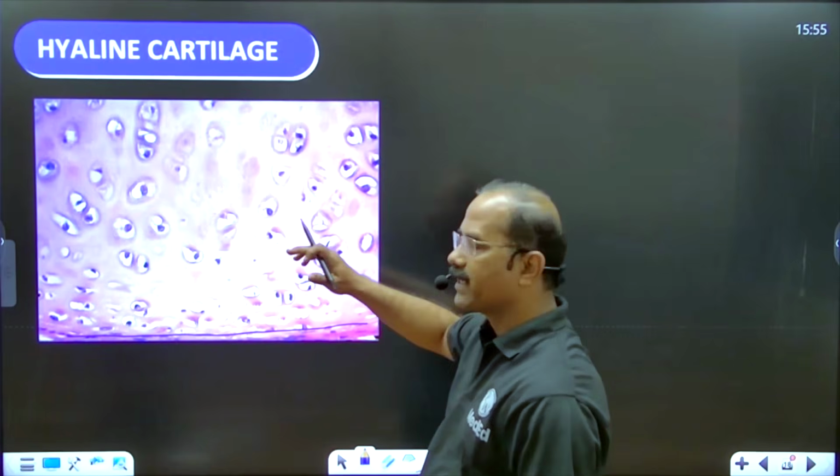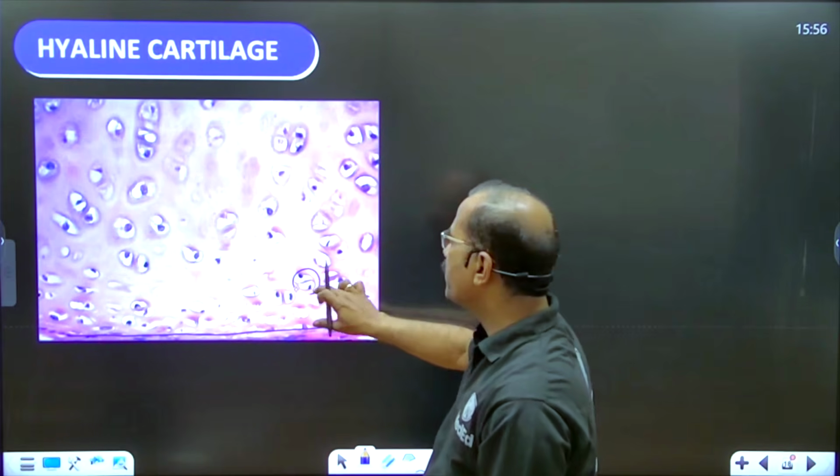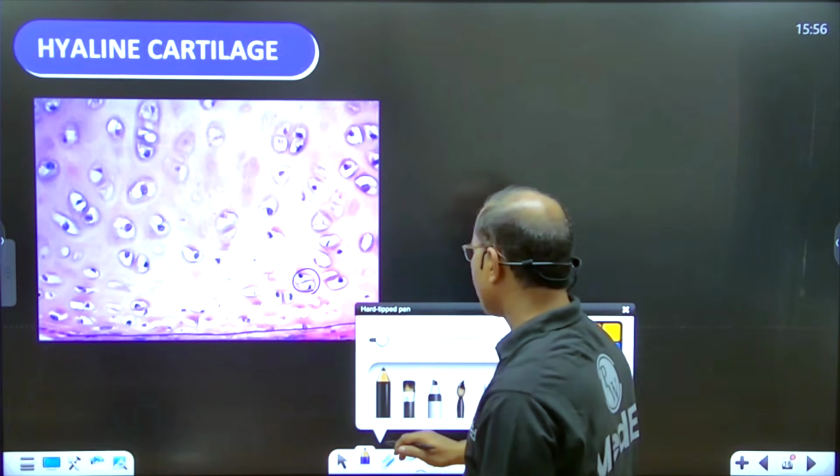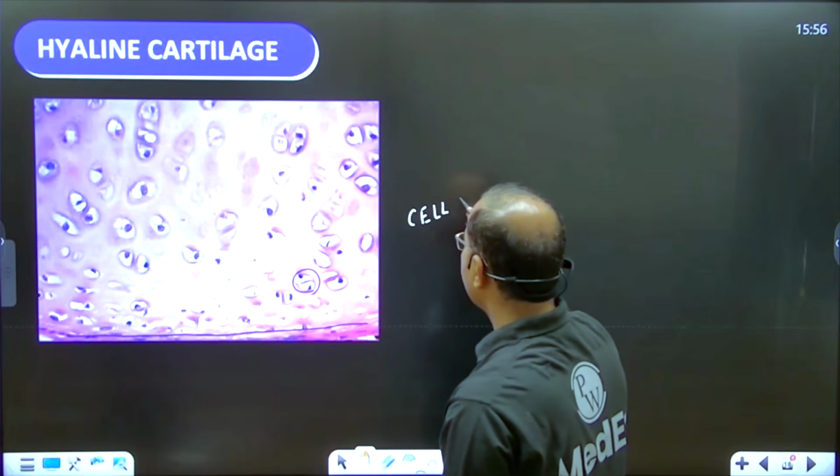And as we come inside, the chondrocytes become large. They become mature, and they are found in groups. What are these groups known as? This is what we call the cell nest.